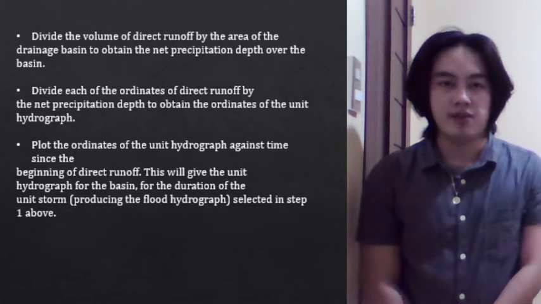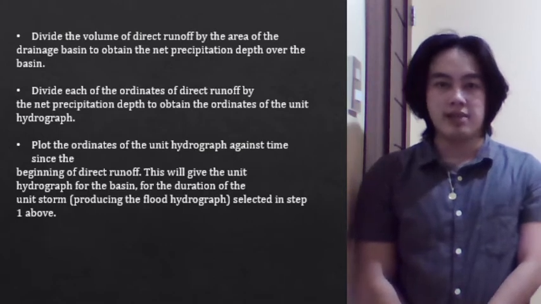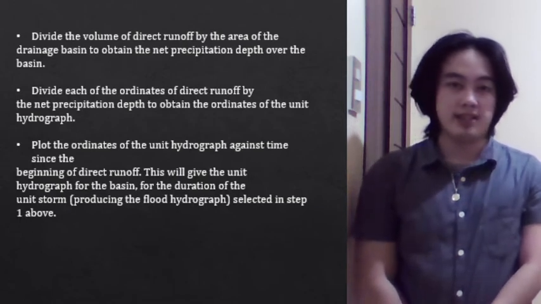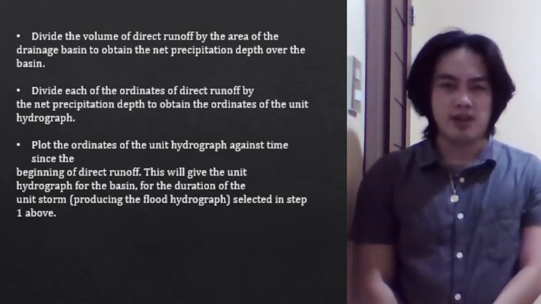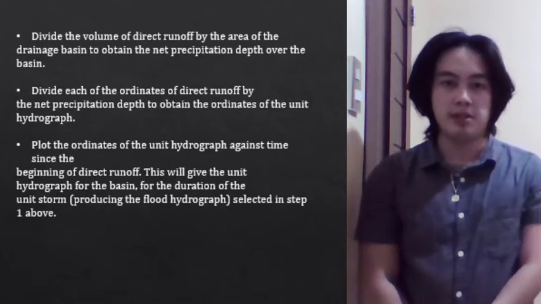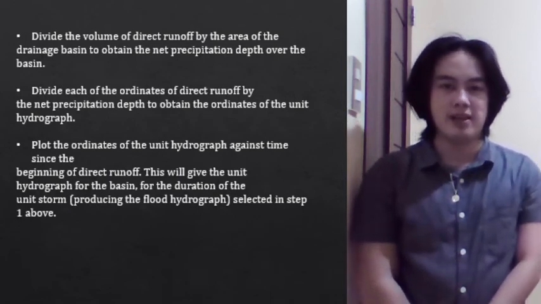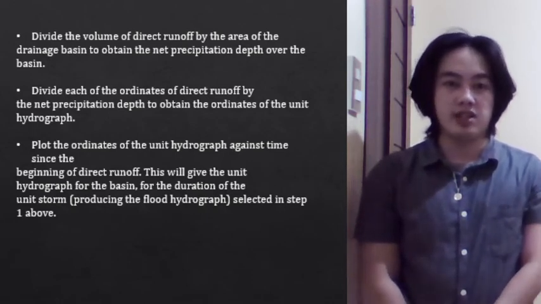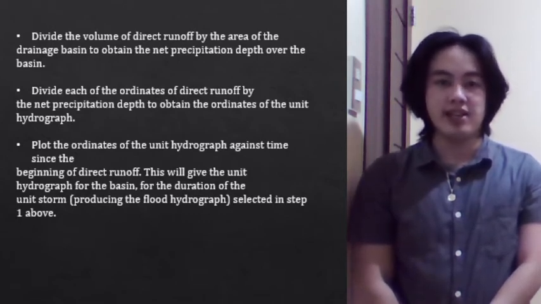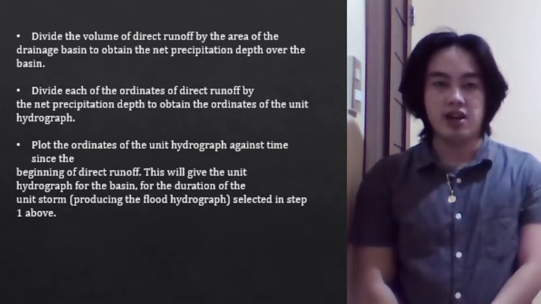So next is divide the volume of direct runoff by the area of the drainage basin to obtain the net precipitation depth over the basin. And the next is divide each of the coordinates of direct runoff by the net precipitation depth to obtain the coordinates of the unit hydrograph. So lastly, plot the coordinates of the unit hydrograph against the time since the beginning. This will give the unit hydrograph of the basin and the duration of the unit storm.